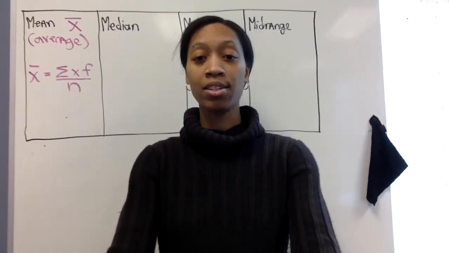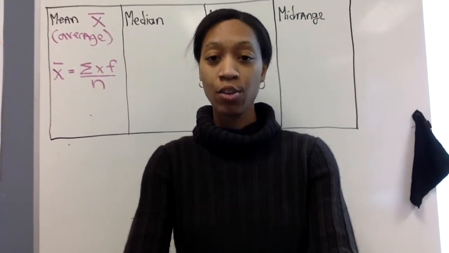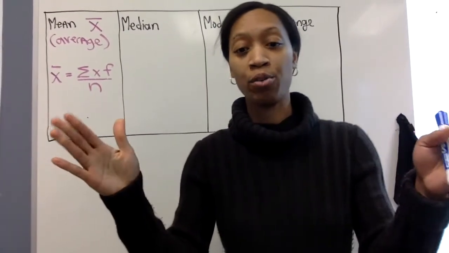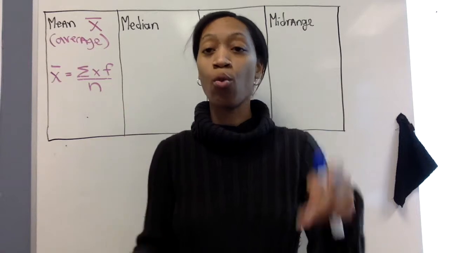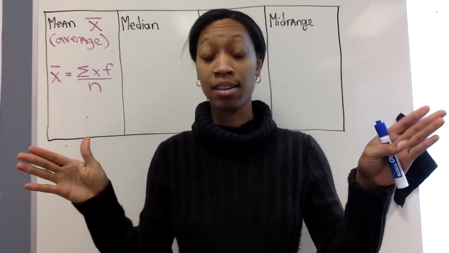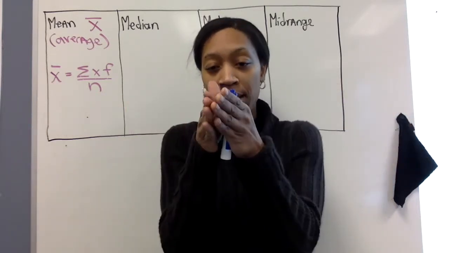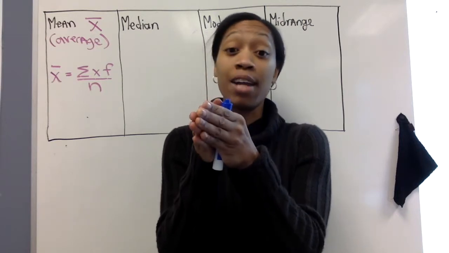All right, so now let's talk about the median. So the median is the middle value, right? If the things are arranged in order from smallest to biggest. So if you put them in order and you count evenly on both sides, that's how you find the median.